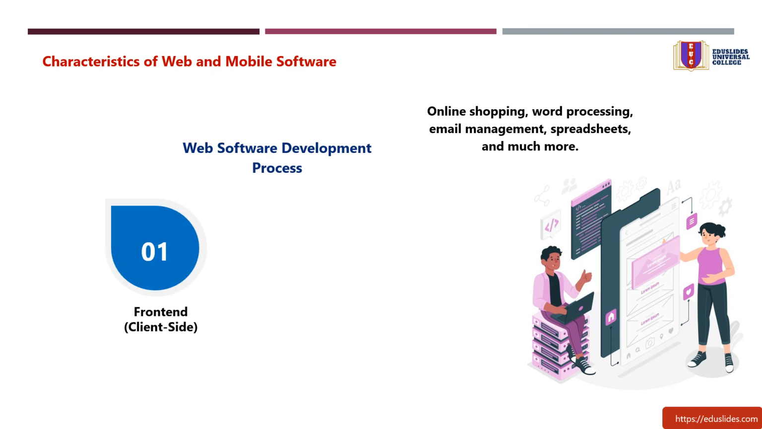1. Front-end, client-side. This is the part of the web application that users interact with. It includes the visual elements, design, and functionality that users experience. Technologies like HTML, CSS, and JavaScript are used to create the front end. 2. Backend, server-side. The backend handles data processing, business logic, and server-client communication. Technologies like Node.js, Python, Ruby on Rails, and PHP are commonly used for backend development.